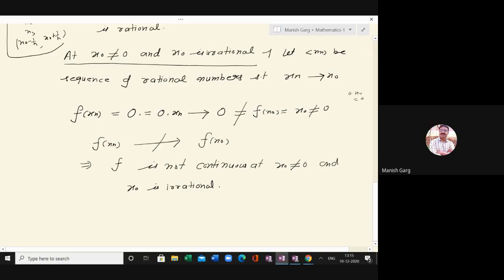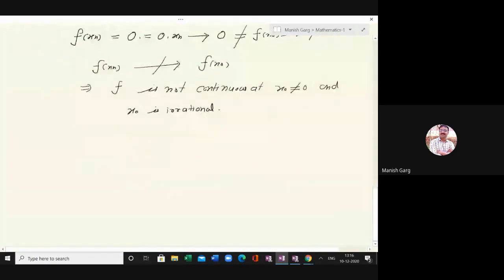So here this will converge to 0, so it means f(xn) converges to 0, but the value of f(x naught) is non-zero. So f(xn) cannot converge to a non-zero number. So f(xn) cannot converge to f(x naught). So f is not continuous. So f is continuous only at 0, not at any other point in R. Is it clear?